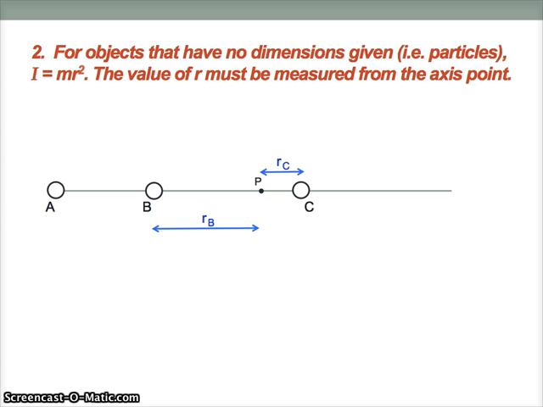But the one that we would need to be a little more careful with would be particle A, and make sure that we don't just look at the distance between A and B. A lot of problems will give us that distance. We need to go all the way from particle A to the point P, the reference point, the axis point. We'll see in a few minutes how that works out within an actual problem.